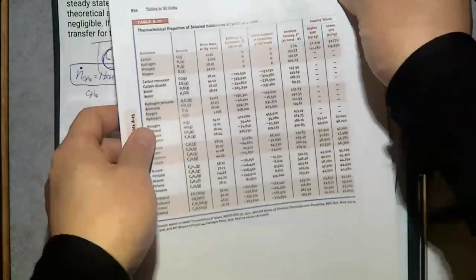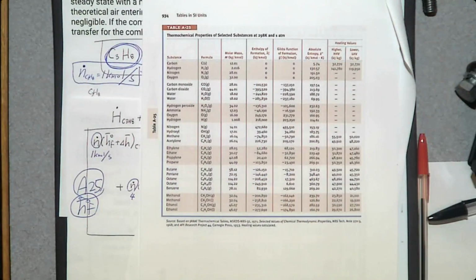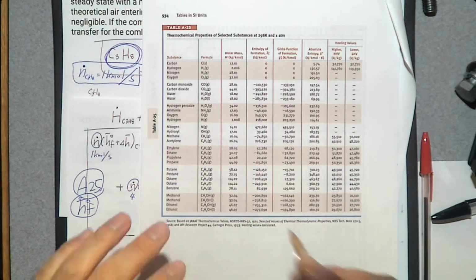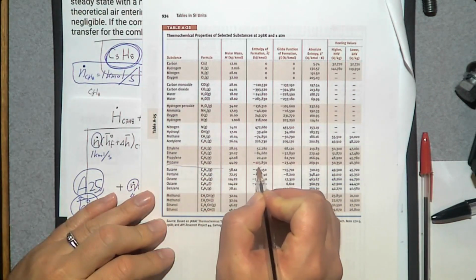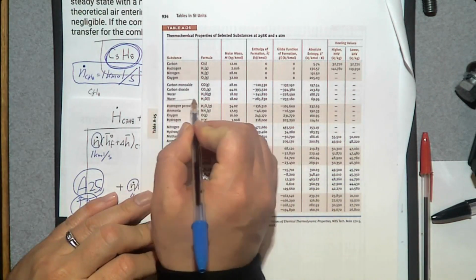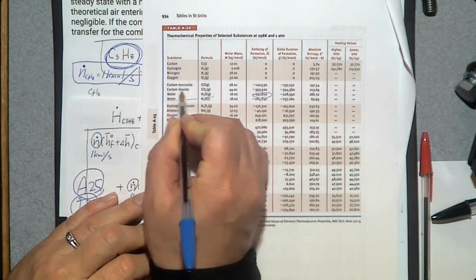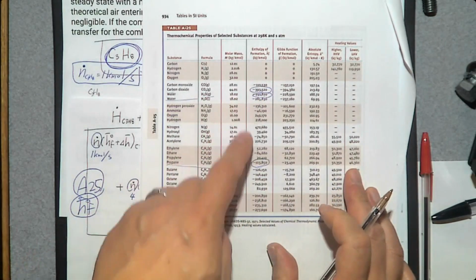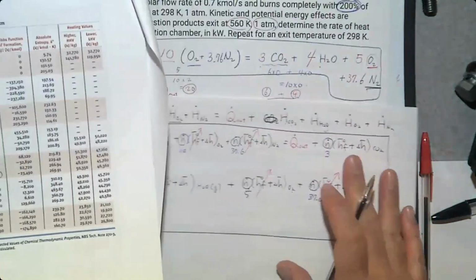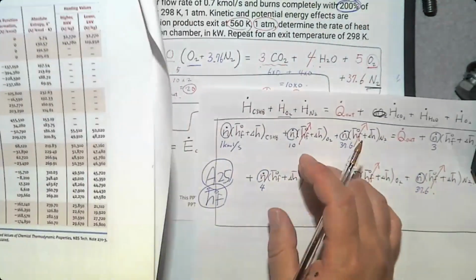Here is table A25. What do we have? Carbon dioxide, water, propane. So there's a propane, water, and that is a water vapor, carbon dioxide. So the enthalpy of formation values are available here. So this is propane, the enthalpy of formation is this number. There's a water vapor, this number. There's a carbon dioxide, this number. So let me write these three values on this energy balance equation.